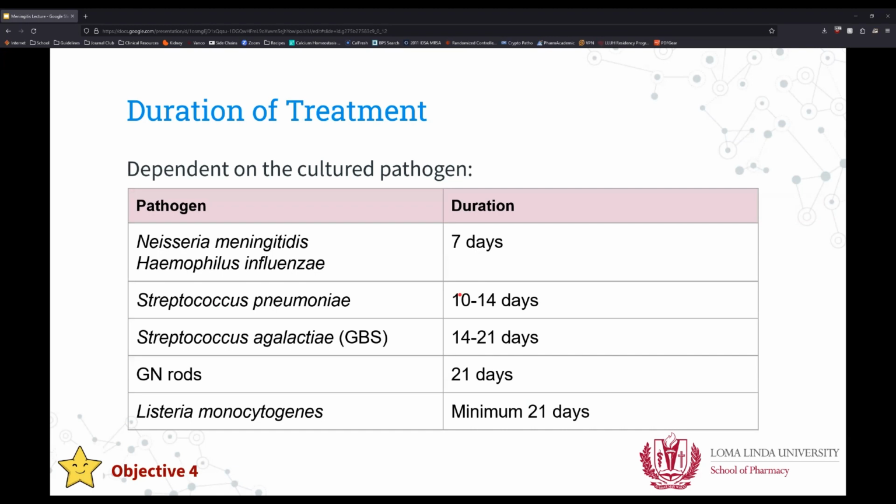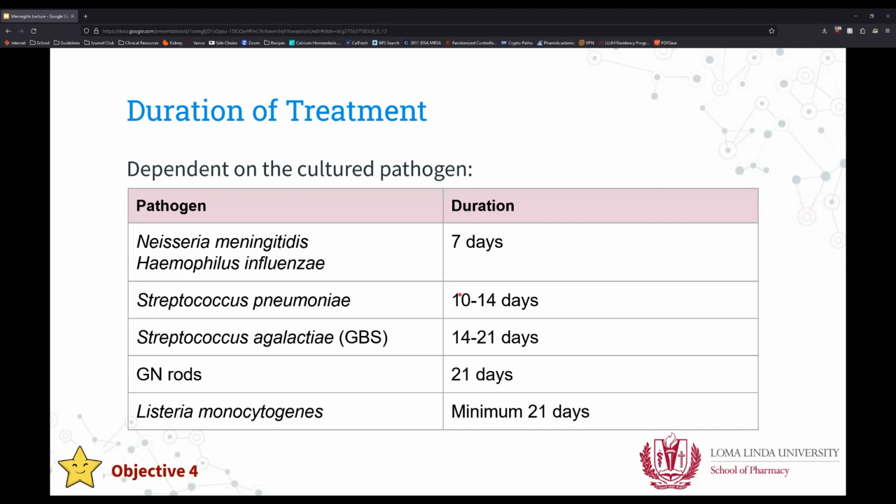And then our duration of therapy. So this is going to depend on what organism is cultured out from our CSF. So if it's Neisseria and Haemophilus influenzae, then both these agents are going to require 7 days of appropriate antibiotics. So from the start of empiric regimen all the way till after we have defined therapy and a few days extra from that. If it's Streptococcus pneumoniae, then this is going to be anywhere from 10 to 14 days.